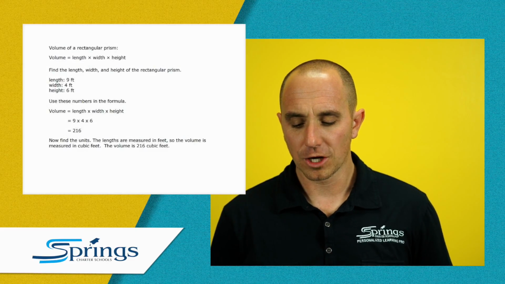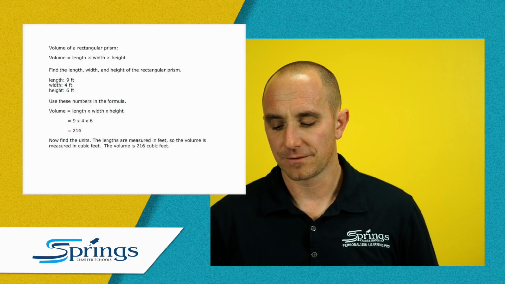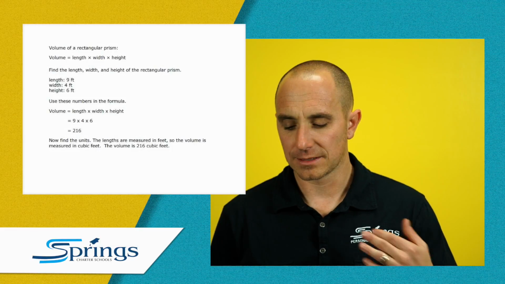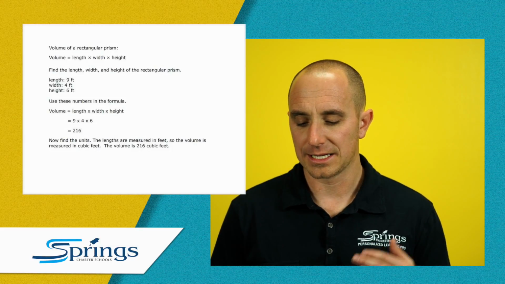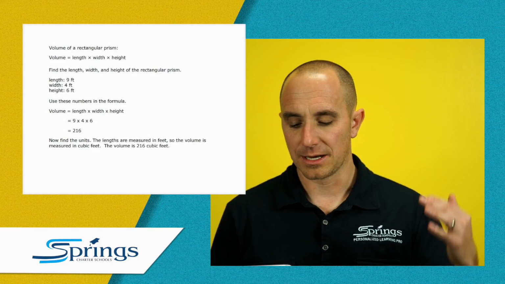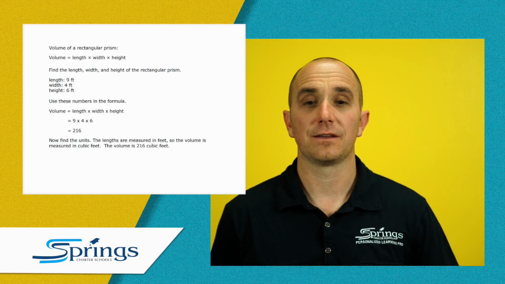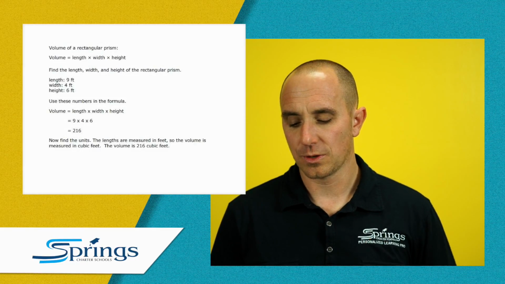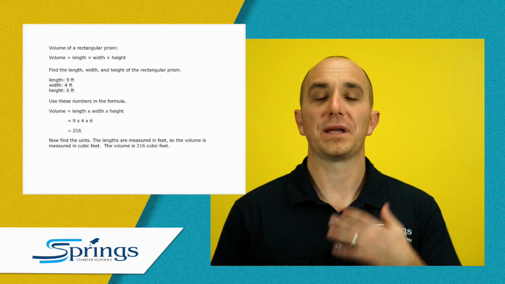Okay, so volume of a rectangular prism. Volume equals length times width times height. So you find the length, width, and height of a rectangular prism. In this instance, we have length is 9, width is 4, and height is 6. So we're going to use these numbers in the formula. We're just going to plug them in: 9 times 4 times 6, and if you find the product of 9, 4, and 6, you get 216. That's just a quick review of how you figure out volume.